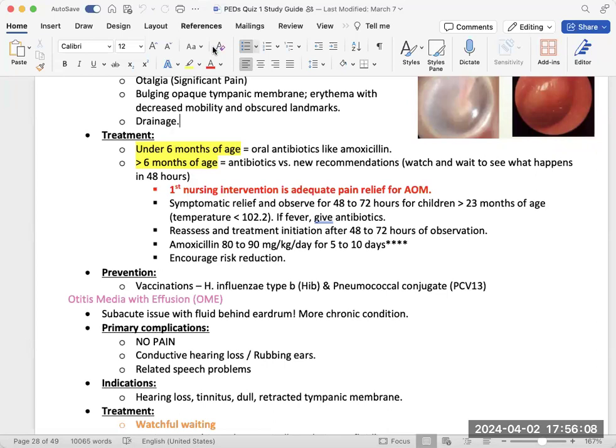So, like I said, greater than 6 months, the first intervention is adequate pain relief. We're going to watch them for 48 to 72 hours. We're looking to see is that fever greater than 102.2, right? We'll give them antibiotics. If it's still really high, we're going to observe them and potentially give them amoxicillin 80 to 90 milligrams for 5 to 10 days. But it all depends. This is after 72 hours, 48 to 72. This is unlike under 6 months of age, where we just give them the oral antibiotics immediately.